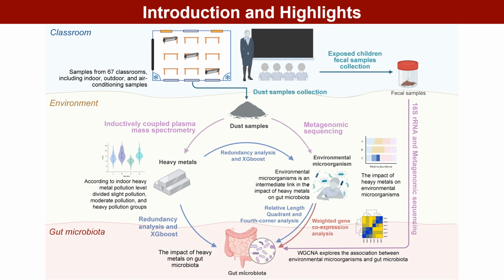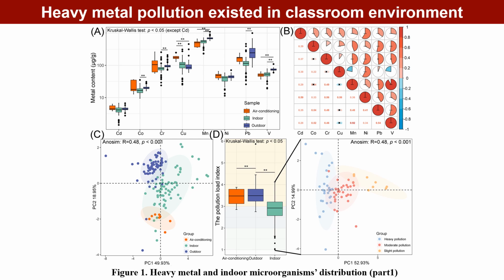of exposed children. Manganese exhibited the highest concentration of metal elements, while cadmium had the lowest concentration, and strong positive intercorrelations were observed among all heavy metals. Significant differences in the composition of heavy metals were determined in dust from different sites. For the pollution evaluation, the pollution load index of indoor dust was significantly lower than that of air conditioner filter and outdoor. In addition, the average geoaccumulation index and enrichment factor indicated a heavy pollution of cadmium.